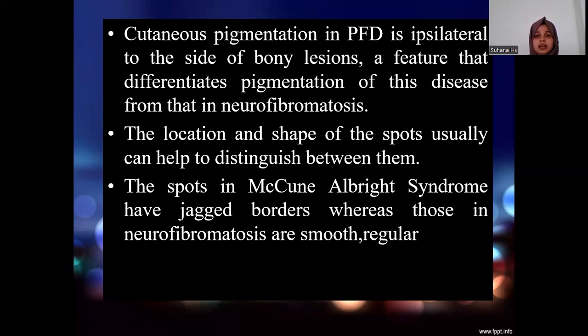Neurofibromatosis is another lesion in which café-au-lait pigmentation can be seen. In neurofibromatosis type, there is irregular arrangement of the skin pigmentation, that is, you can see it everywhere in the body. In fibrous dysplasia, it is seen only on the side of the lesion. The location and shape of the spots usually can help to distinguish between these two lesions. The spots in McCune-Albright syndrome have jagged borders, whereas in neurofibromatosis, they are smooth and regular.